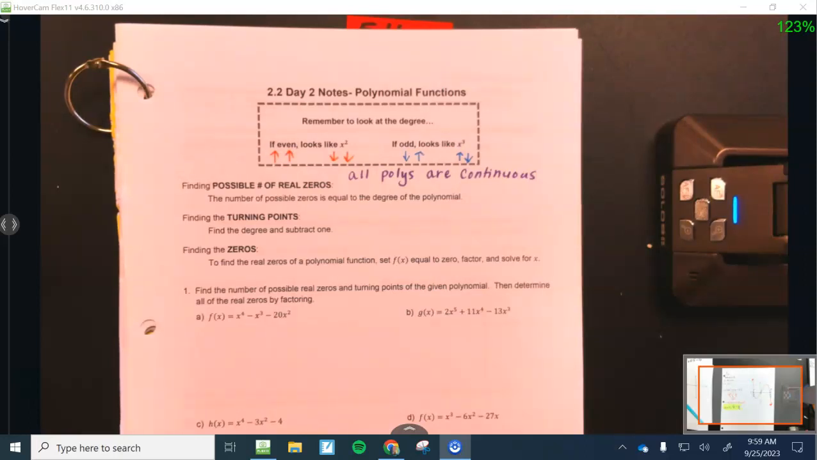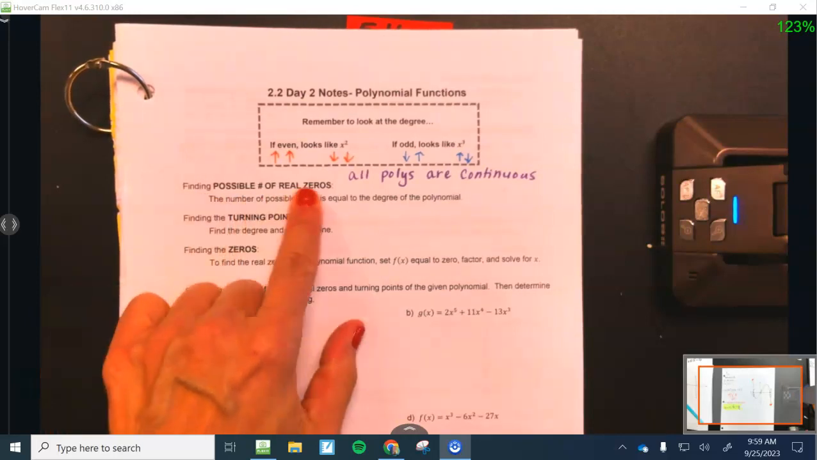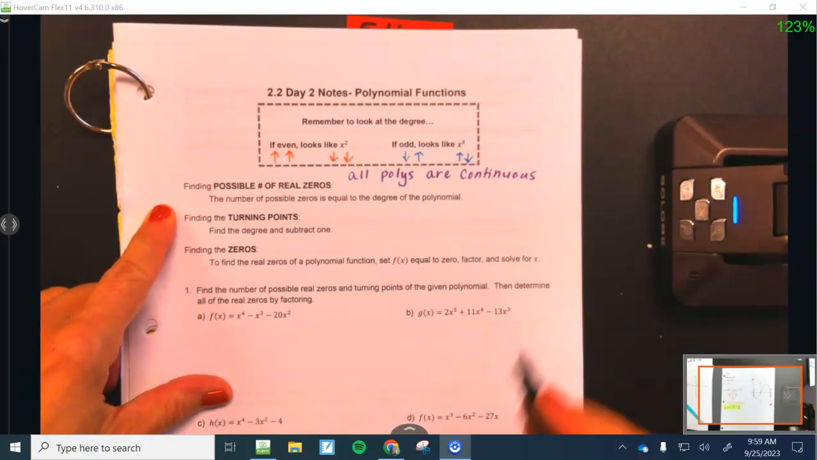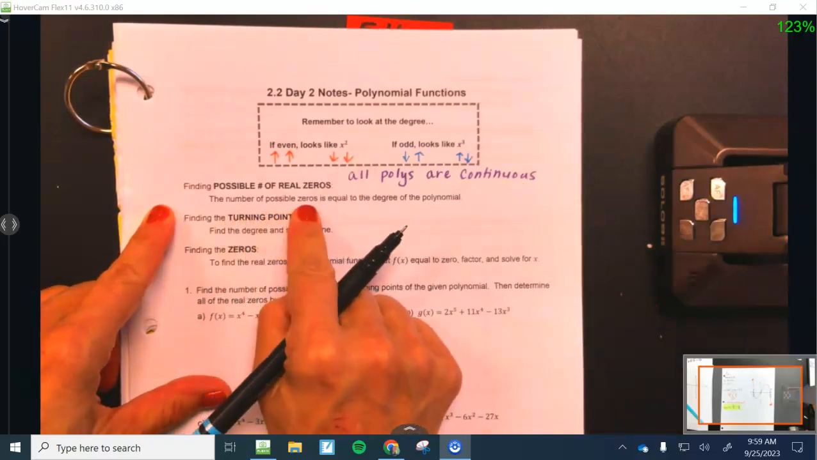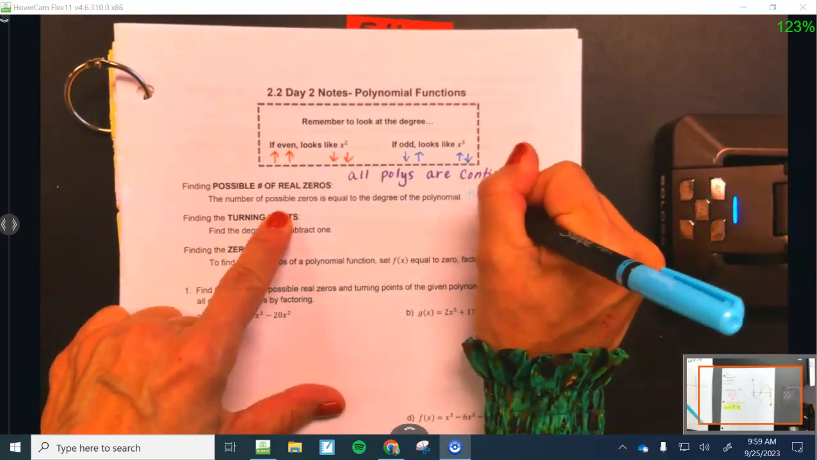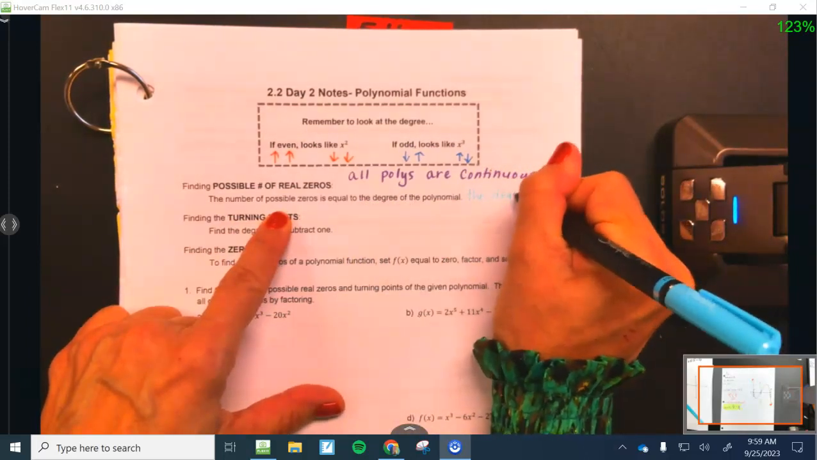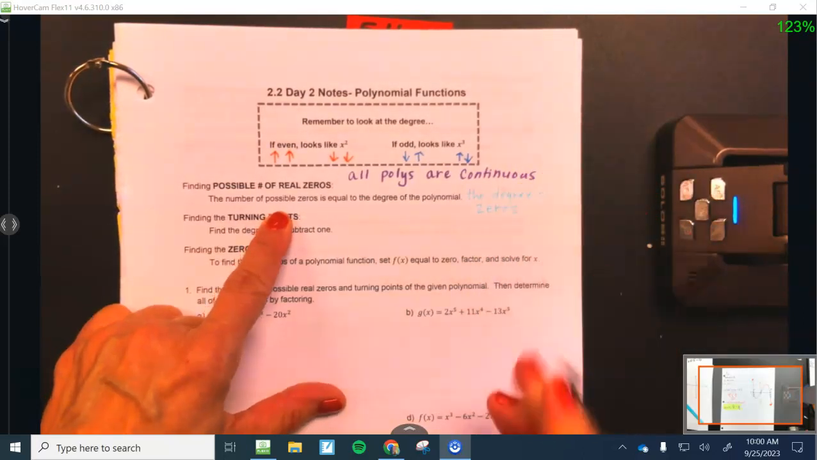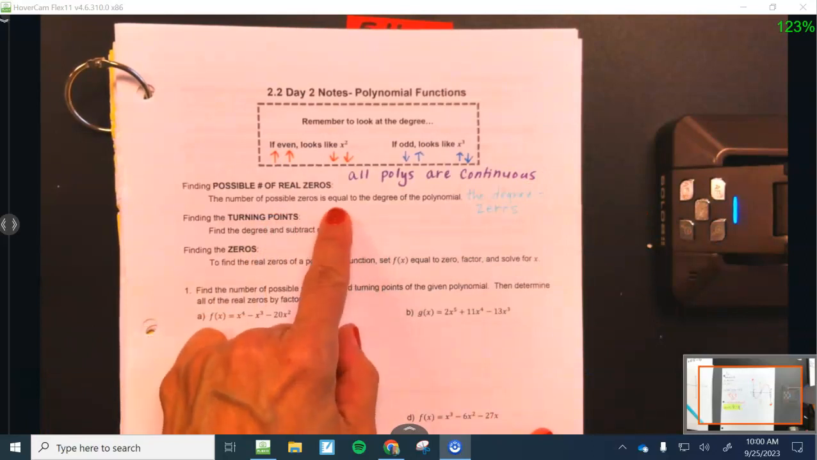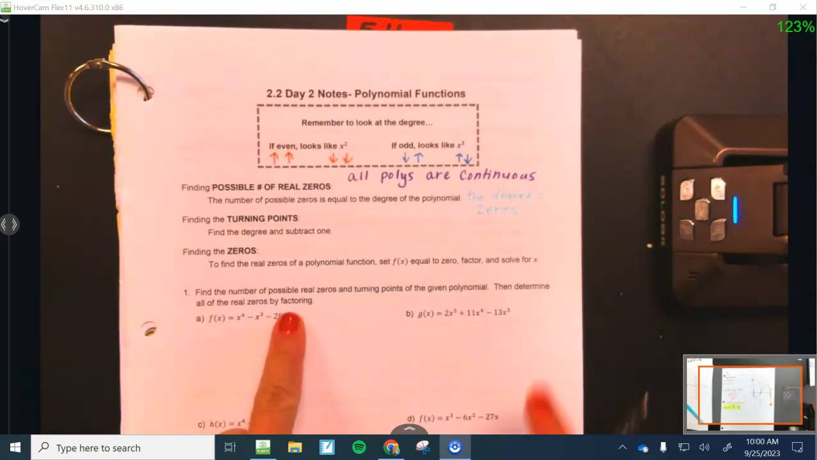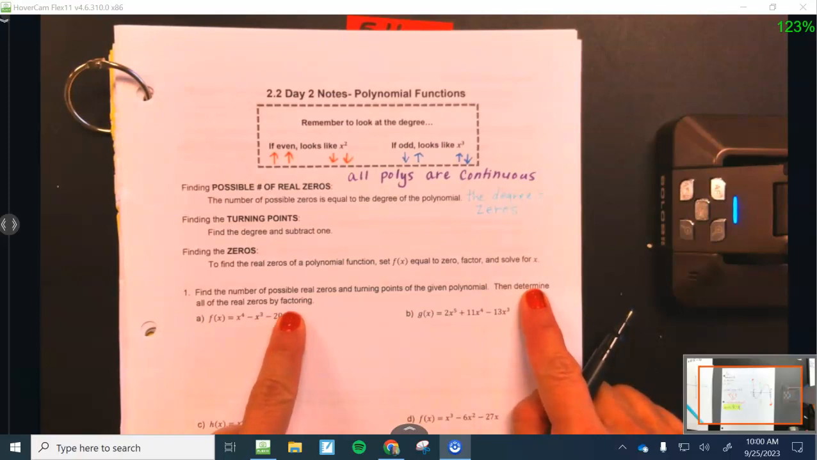Okay, let's talk about this little thing right here. This says find possible number of real zeros. Actually, we're going to find all the zeros. And the number of zeros is equal to the degree of the polynomial. The degree equals the zeros. The reason why we have the word real there is because imaginary is coming back. Imaginary is definitely coming back because we're solving stuff algebraically.